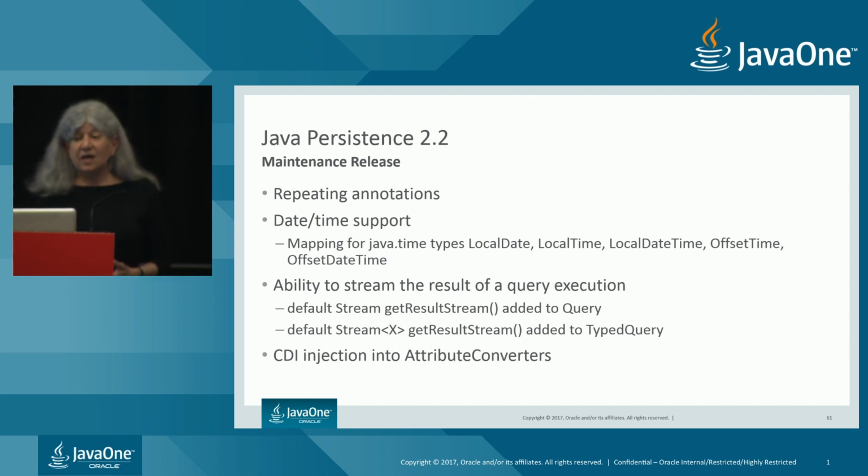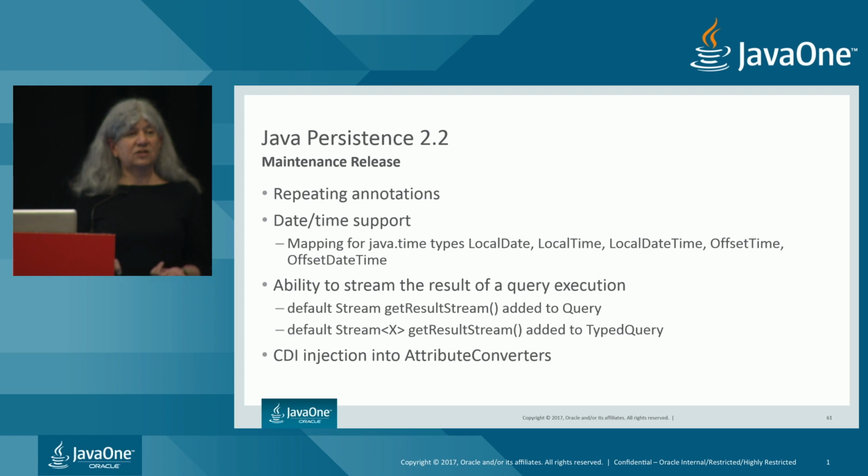And then the ability to stream the result of a query execution. So a getResultStream method added to both the Query and TypedQuery interface. And then finally, CDI injection into attribute converters. We had previously had CDI injection in entity listeners, but we had a number of requests to add this to attribute converters, so that's also there.